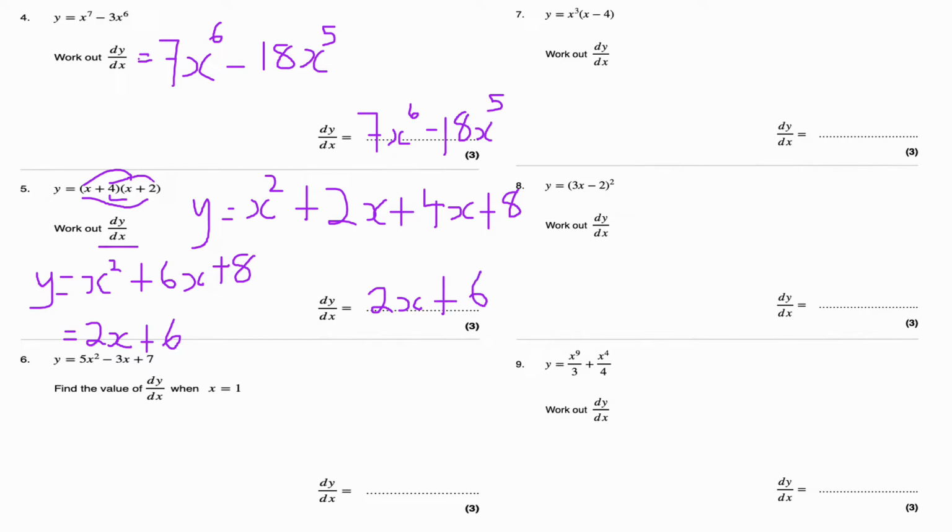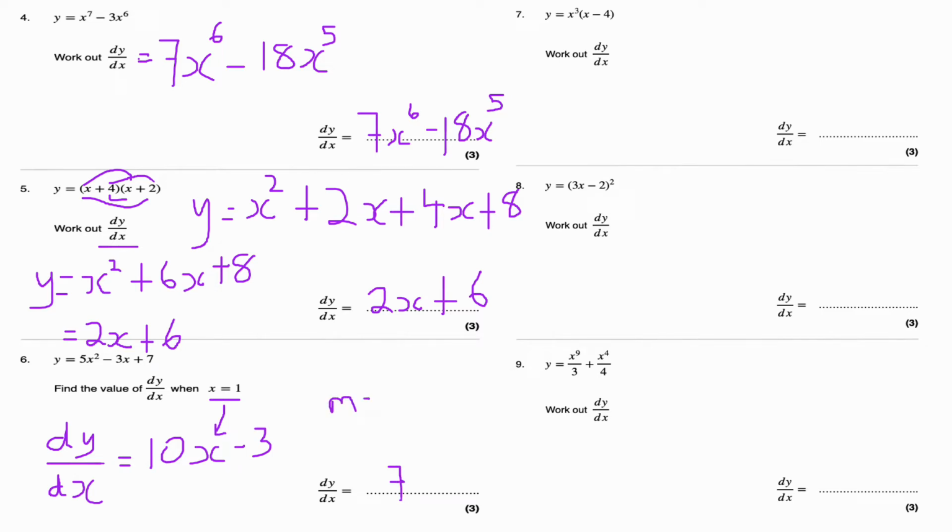Question number 6, guys. I've got the function y is equal to 5x squared, take away 3x plus 7. Find the value of dy by dx when x is 1. So I differentiate and then I substitute in x is 1 into dy by dx. So dy by dx, 5x squared goes to 10x, minus 3x just goes to minus 3, using the differentiation rule. I now sub in 1 into here, so I get 10 times 1 is 10, take away the 3 is 7. Now this is something a bit more special, guys.